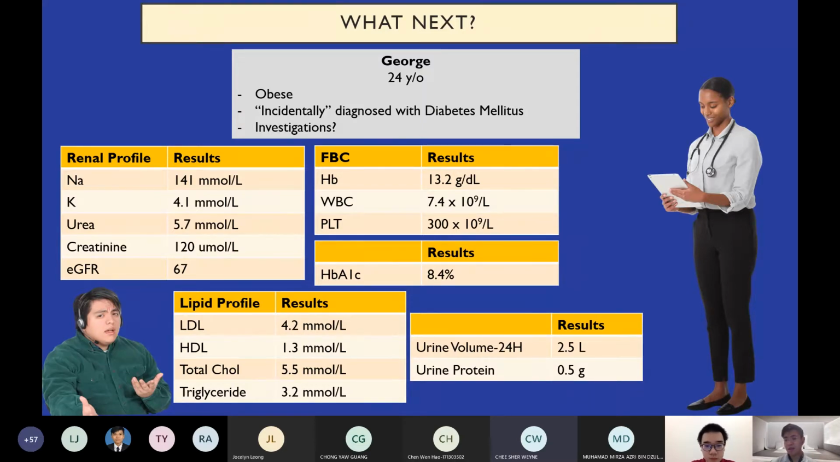I think there is some proteinuria. Yeah, okay. So there is probably a microalbuminuria there. So he's not hitting the range of nephrotic range proteinuria yet. What is the range of nephrotic range proteinuria?